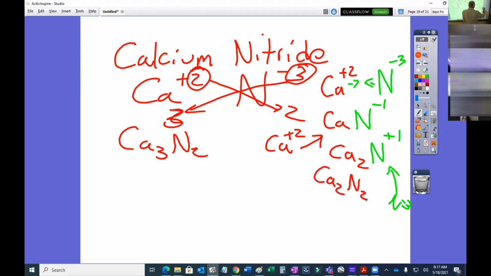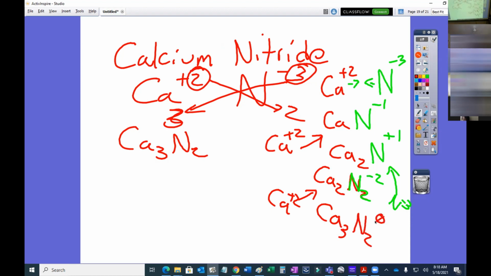You will now have Ca2N2, whoops, let me change colors. And -3 plus 1 is -2. Well, that's going to attract another calcium +2. So you end up with Ca3N2 with a 0 charge. Once it hits 0, it will not attract any opposite. There's nothing opposite to 0. It won't attract any more ions. That's how that works.